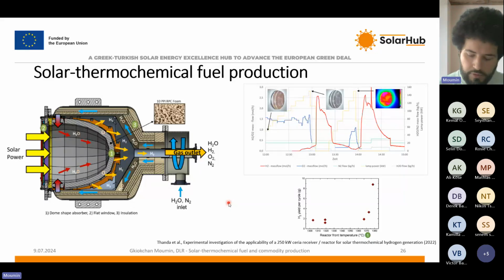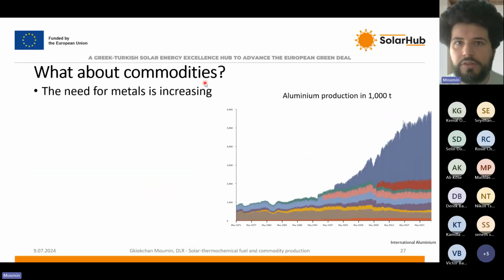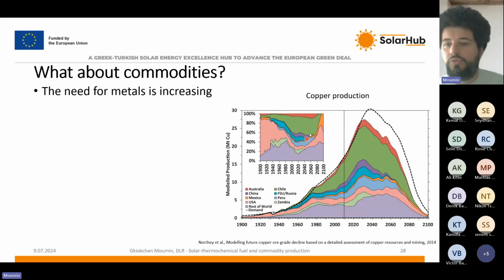Another big research area, I would say, are commodities, so except for fuels. And one typical usage there are metals. In general, we can say that the need for metals is increasing. We can see here the aluminum production in 1,000 tons. The colors are different countries, but not relevant in this case. We can see how the demand, or the production, increased a lot. Similar for copper, we can see this kind of distribution. We are now more here at 2020, and we expect it to increase even more.